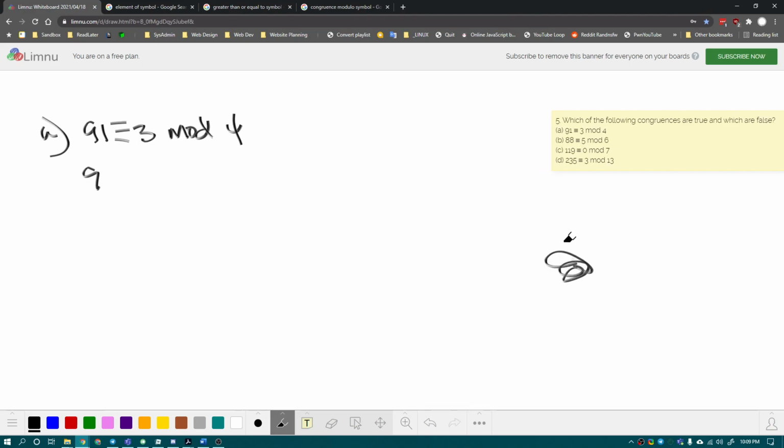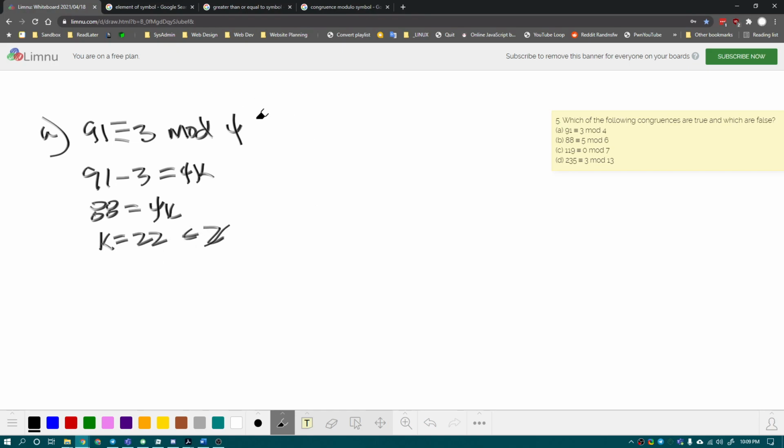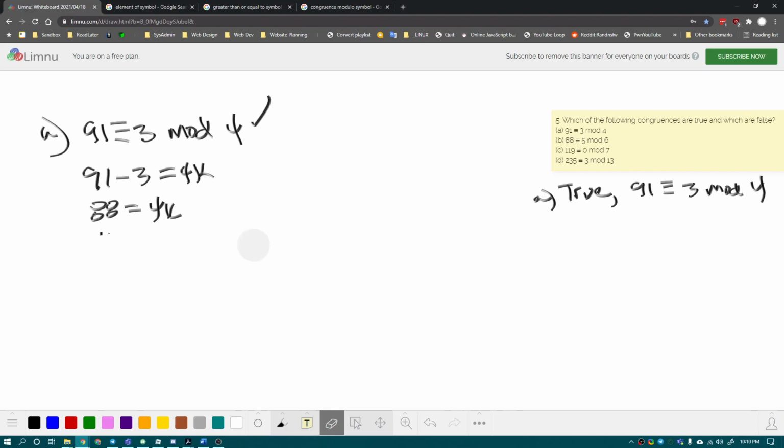There we go. All right, so 91 minus 3 is equal to 4k. 91 minus 3 is 88, which is equal to 4k. So k must be equal to 22. And since 22 is an integer, this is correct. So I would say true. 91 is congruent to 3 mod 4 is how I would write that on the test.